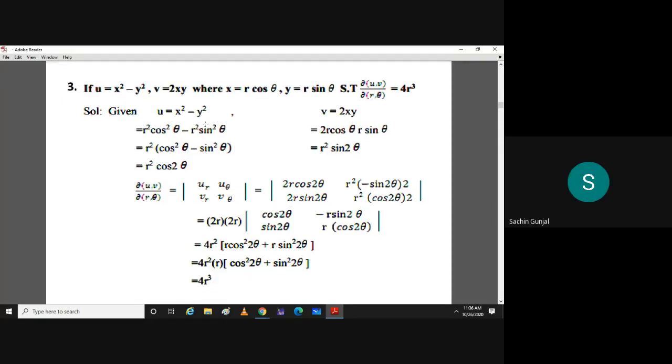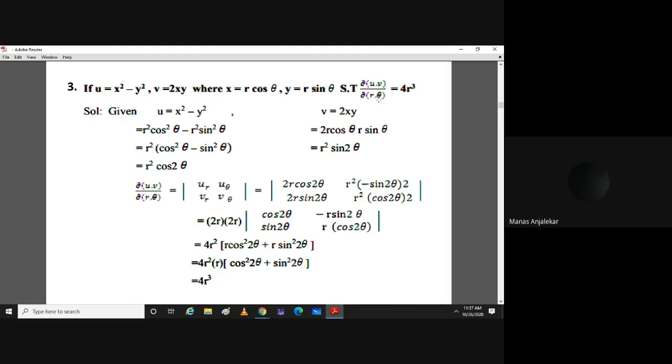So u is equal to x square minus y square, v is 2xy, and x is equal to r cos theta, y is equal to r sin theta. Then show that the Jacobian of u, v with respect to r, theta is to be found. You can check that u and v are functions of x and y, but x and y are functions of r and theta. So indirectly, u is a function of r and theta, v is also a function of r and theta, isn't it? So you can actually calculate the Jacobian of u, v with respect to r, theta, right?